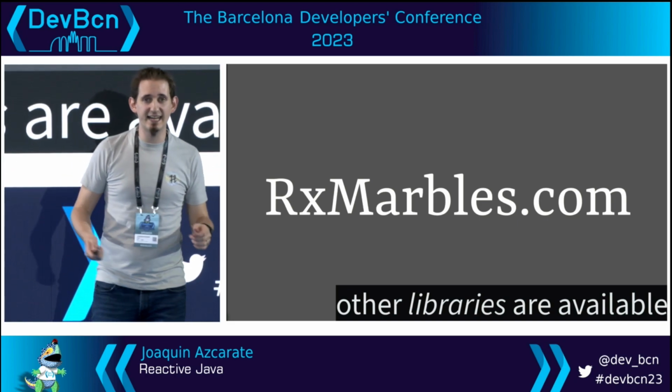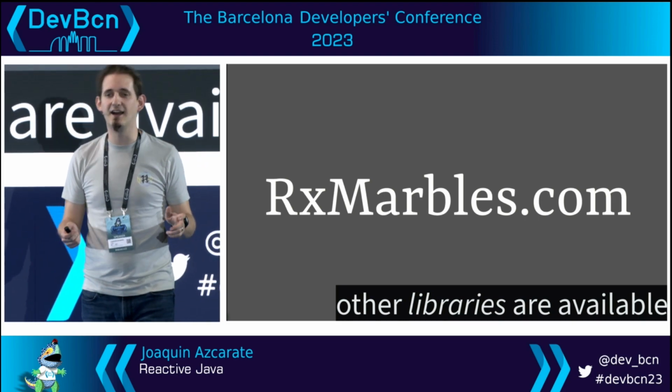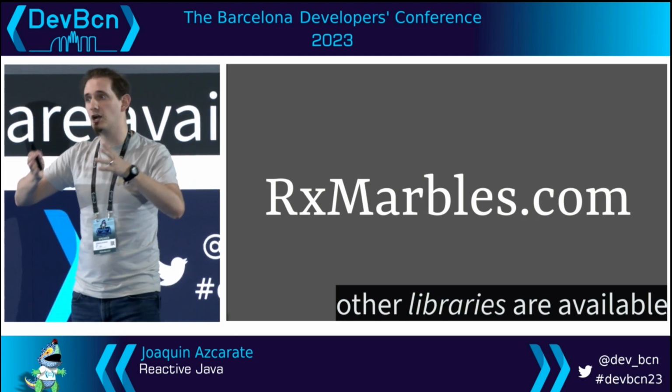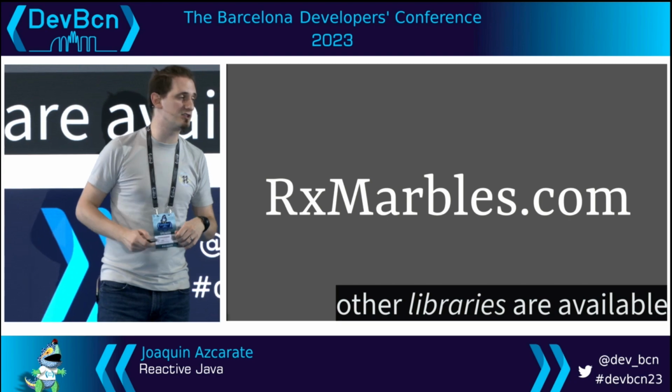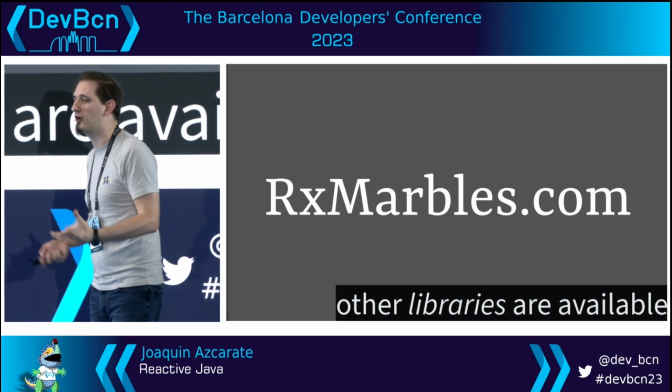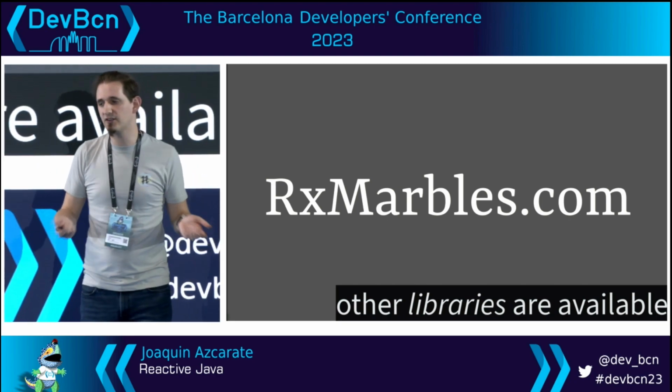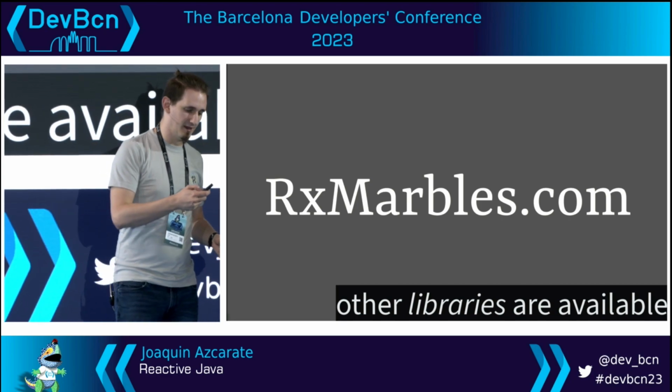For example, Rx has this very nifty implementation of these marvels where you can move things around and change and look at how the operators look. And there are also other libraries available.